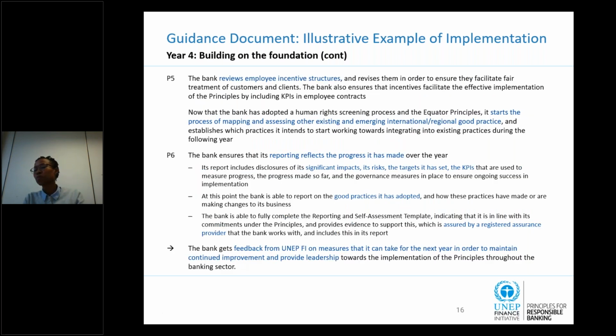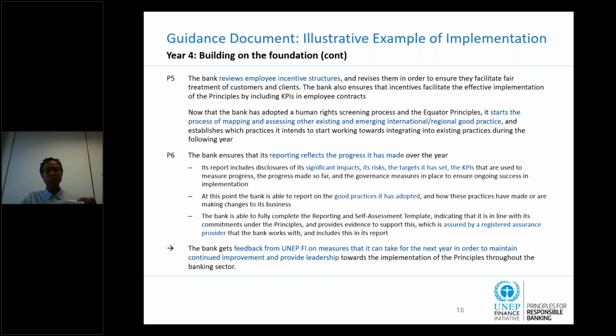Moving on to the final 2 principles in year 4, the bank will review its employee incentive structures and revise them in order to ensure they facilitate fair treatment of customers and clients. The bank also ensures that incentives facilitate the effective implementation of the principles by including KPIs in employee contracts. Now that the bank has adopted a human rights screening process and other principles, it starts with the process of mapping and assessing other existing and emerging international and regional good practice and establishing which practices it intends to start working towards integrating into existing practices during the following year.